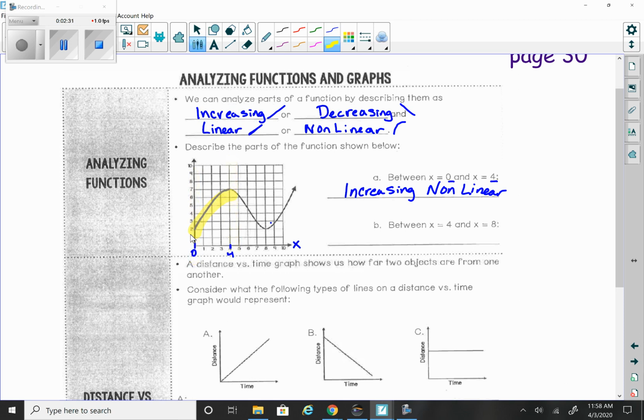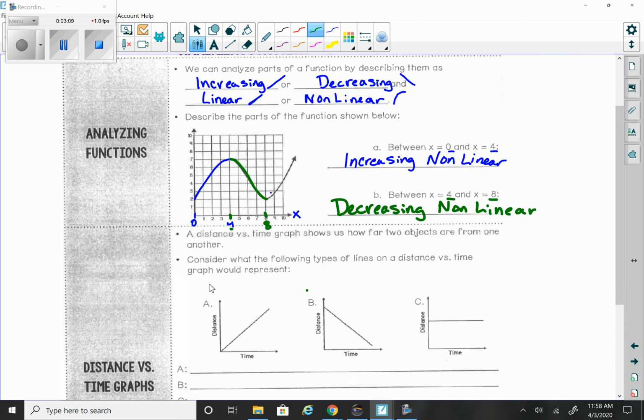The second part here says between x is 4 and x is 8. So here's where x is 4, right? You see where that is. And then here's where x is 8. So between those 2 points, what's happening to my graph? What's happening to that line? Well, it's going downhill, so it is decreasing. And again, it's kind of curved. It's not a perfectly straight line, so we say it is nonlinear. So decreasing, nonlinear between x is 4 and x is 8.